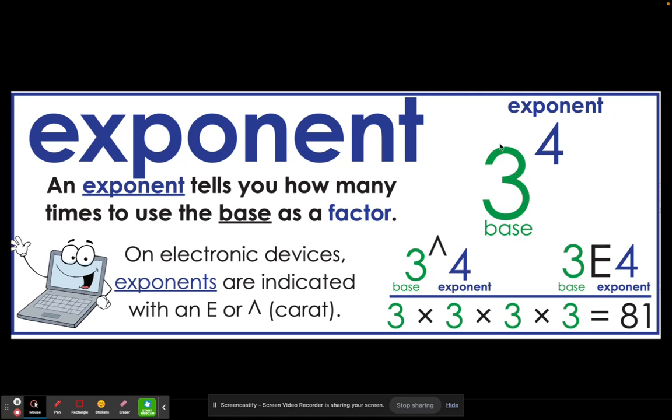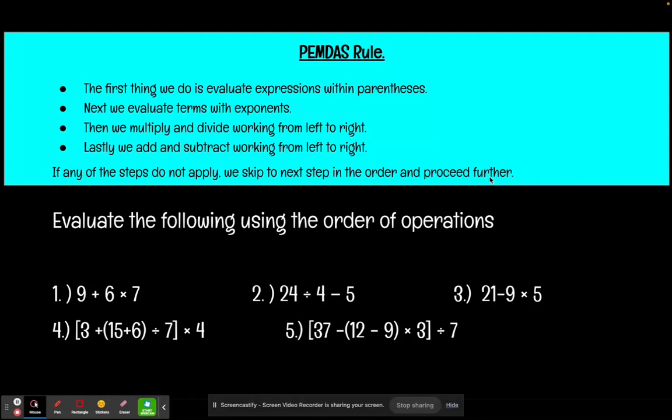It means you have the number 3 four times, right? 3 times 3 times 3 times 3. So when you solve this, it's equivalent to 81, right? Definitely not 12. Okay. So PEMDAS rule, order of operation rules, right?